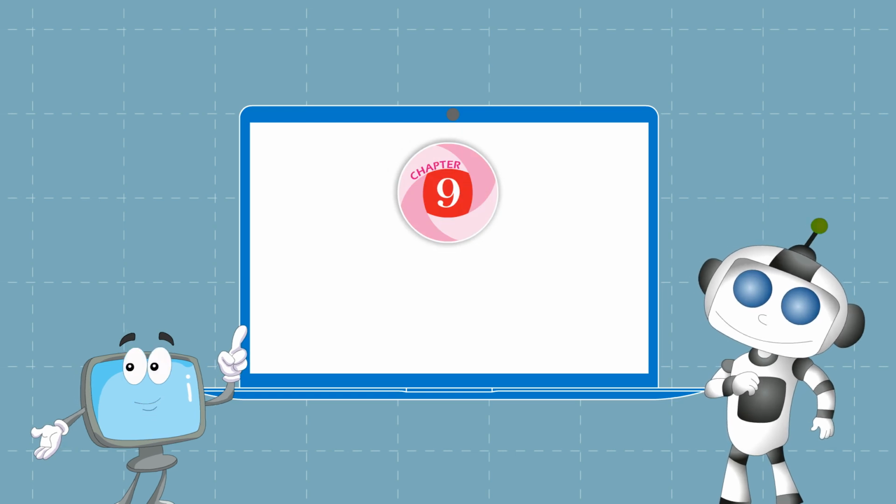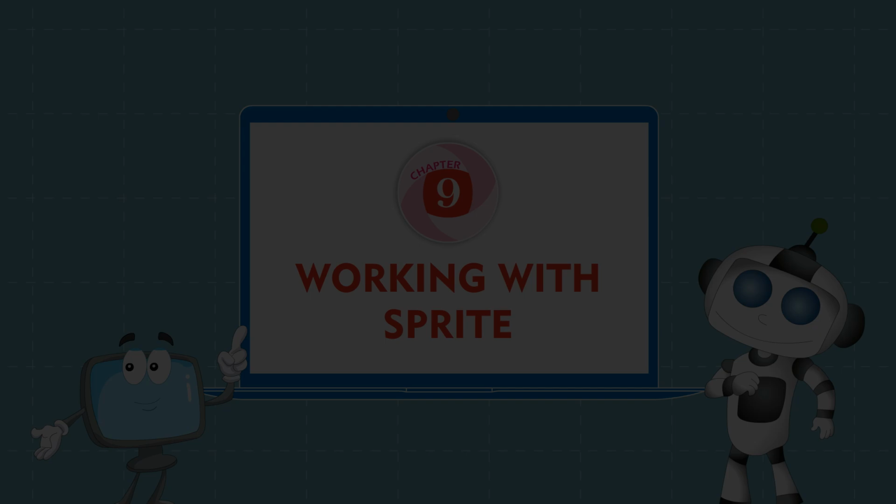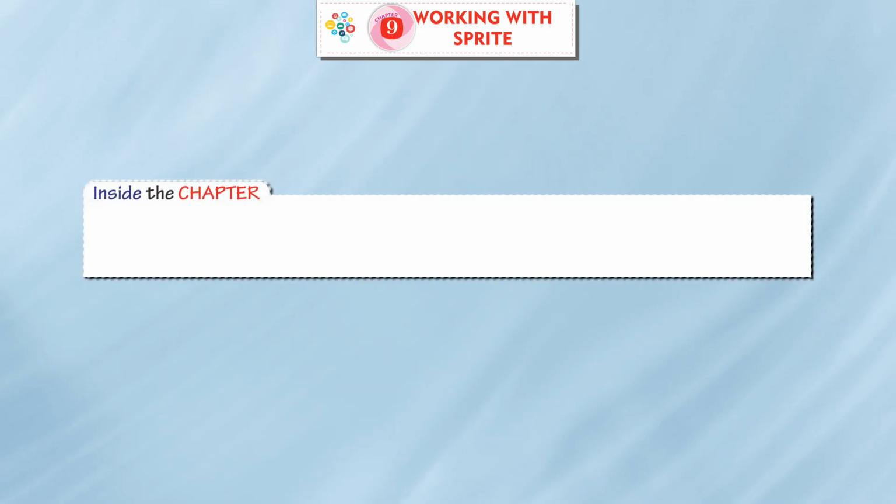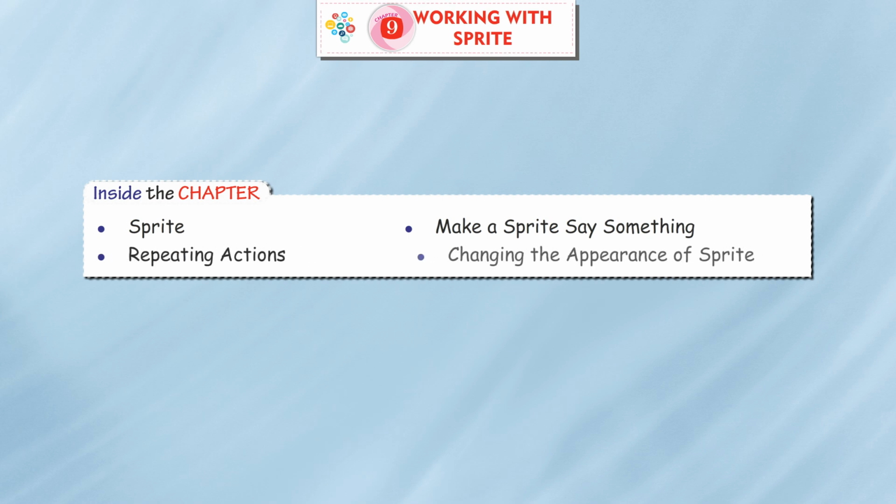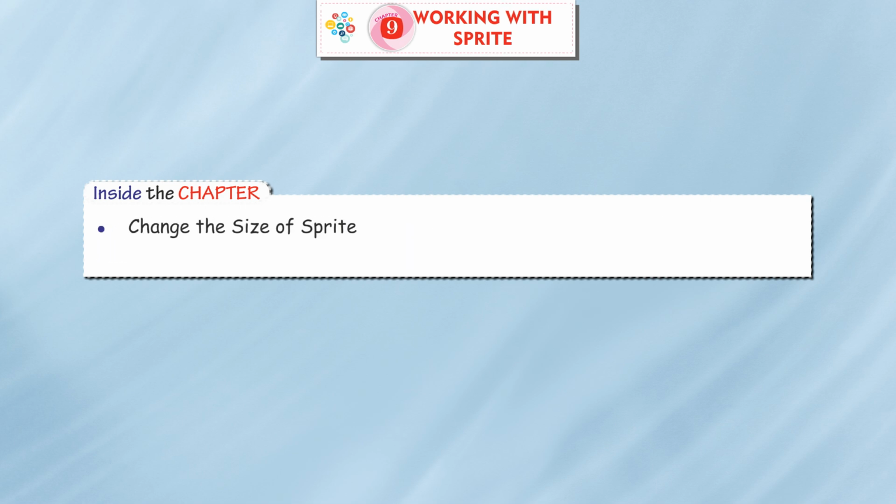Chapter 9. Working with Sprite. Inside the chapter: Sprite. Make a sprite say something. Repeating actions. Changing the appearance of sprite. Change the size of sprite.